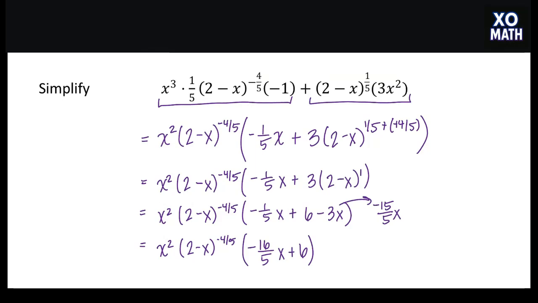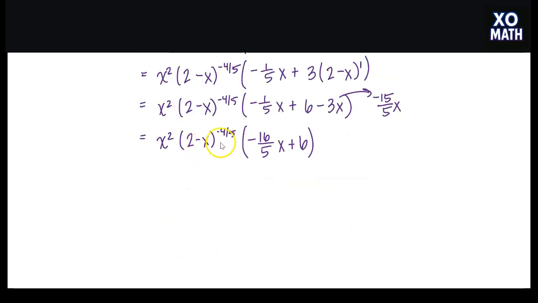So now from here, I'm going to go ahead and move the factor of 2 minus x to the negative 4/5 to the denominator so that I don't have a negative exponent. So I have an x squared in the numerator, the negative 16 over 5x plus 6 in the numerator, all over the quantity 2 minus x to the positive 4/5. Now we're almost done here, but we really don't want a fraction inside of a fraction in the numerator.